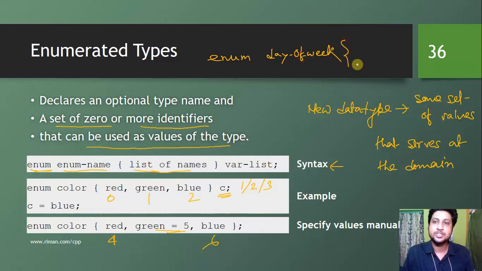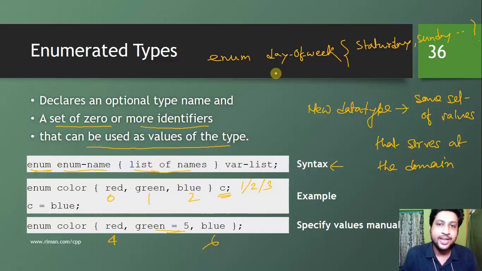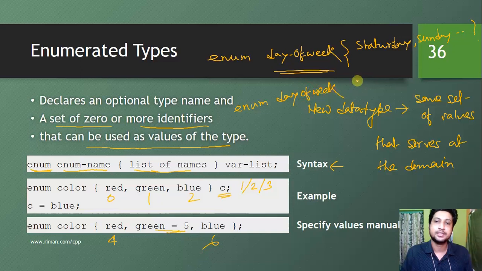So possible values will be Saturday, Sunday and so on. So we can have this day of week type of variable. If we have a day of week type of variable, say enum DayOfWeek d1, d1 now can have one of these values depending on the numbers as well.